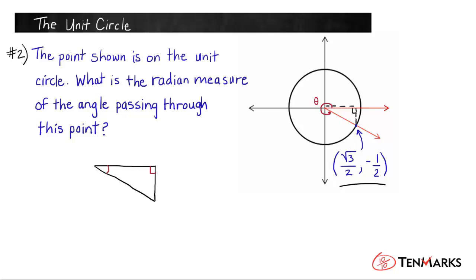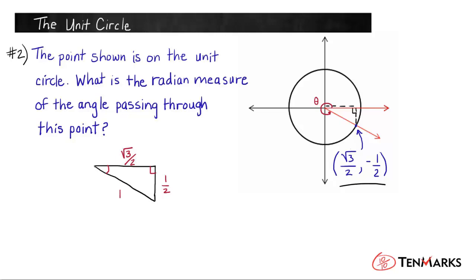Now this angle isn't theta, it's the reference angle for theta. We have the horizontal side length of square root of 3 over 2 units, and we have the vertical side length of 1/2. We also know that the hypotenuse of this triangle, because this angle is on the unit circle, will be 1 unit long.